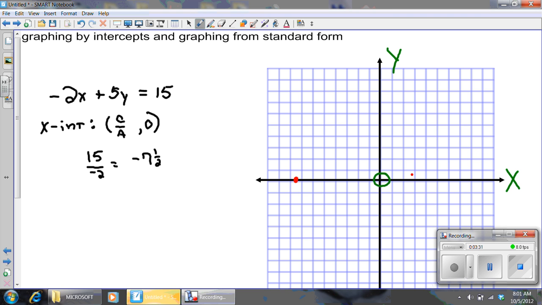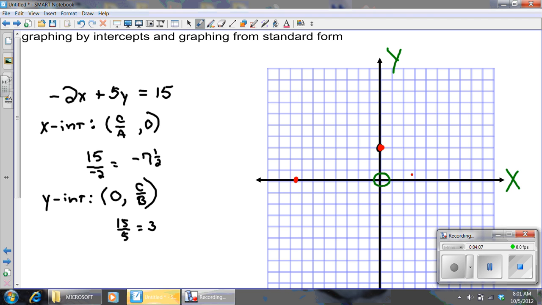Okay, now the y-intercept is going to have an x-coordinate of 0, and then I'm going to take this 15 and divide it by 5. That's like c divided by b. These are standard form shortcuts for finding intercepts. In this case, c divided by b would be 15 divided by 5, which is 3. So my y-intercept is 3.